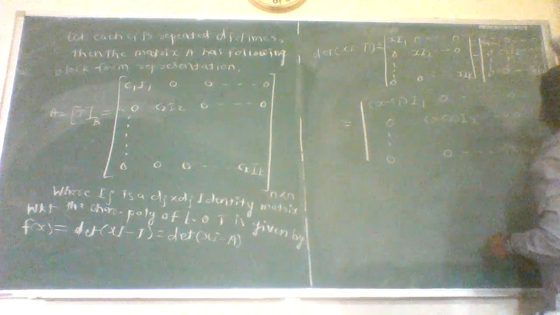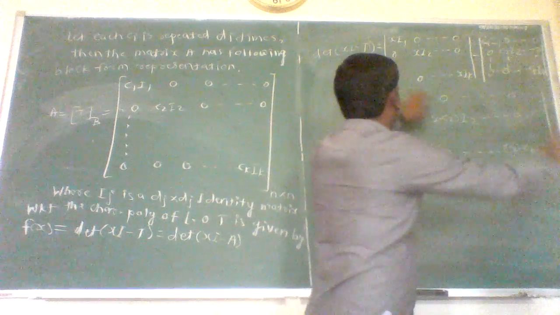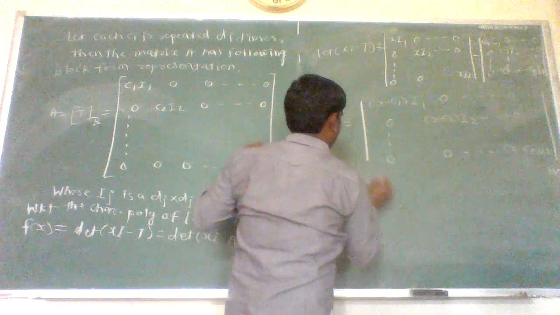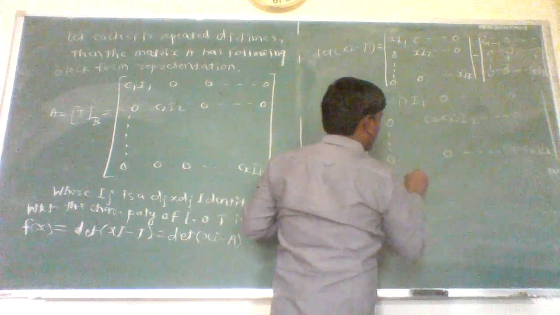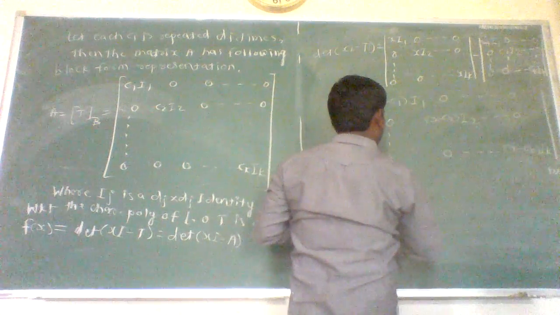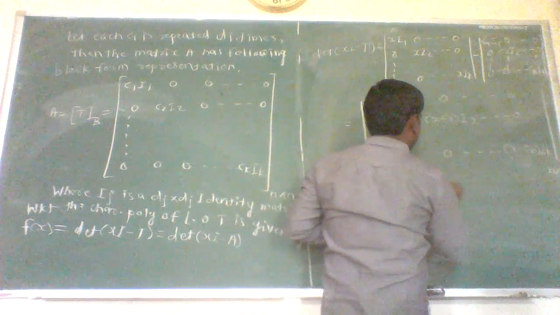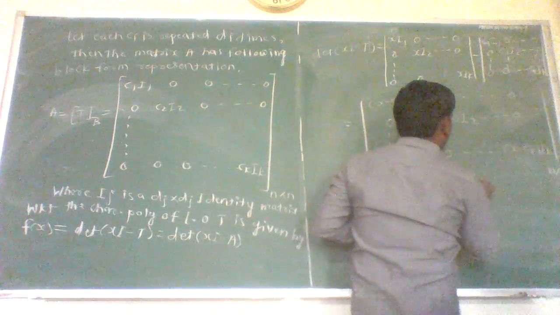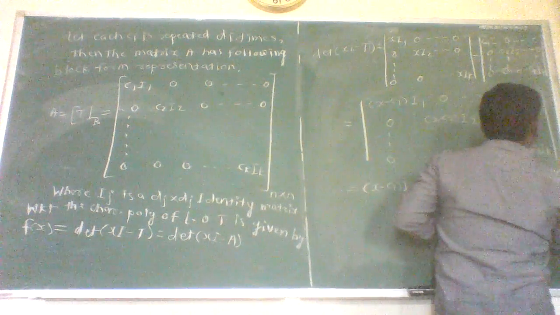So it is just the determinant of m cross n. Now, the determinant of a diagonal matrix is nothing but the product of its diagonal entries, which is x minus c1 into I1, into x minus c2 into I2, up to so on, x minus ck into Ik.